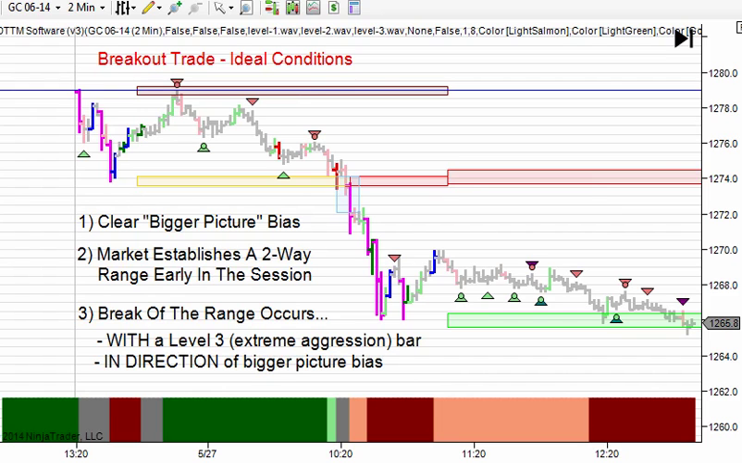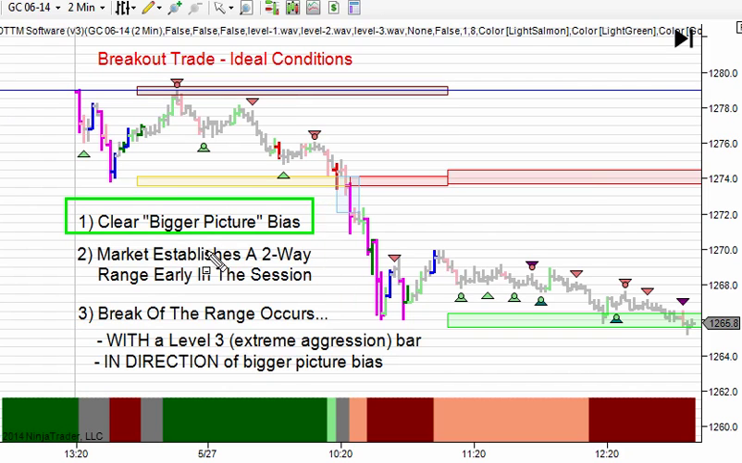You can see the very first bar of the day, we got below one of our key bigger picture levels at 1279, and our first bar of the day was this level 3 selling bar, showing that there was some selling in this market. So that's a pretty strong indication that the down bias is still very much intact. That's number one: we have a very clear bigger picture bias.